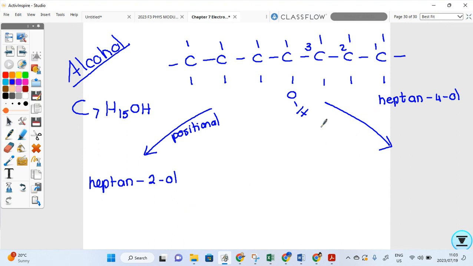Then if it's a chain isomer, what must stay the same? The 4-ol must stay the same. But now I can move a CH3 somewhere else. So I'm going to take this one away and I'm going to move it somewhere else. So I can again move it wherever I want. I can even put it on the same one as the OH. I can still make it on 4. Can I put it on 1? No. Can put it on 2, yes. So I can say 2-methyl.